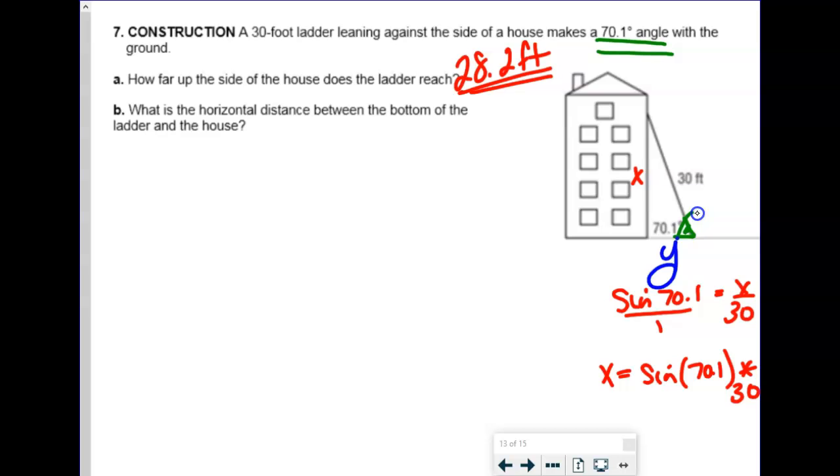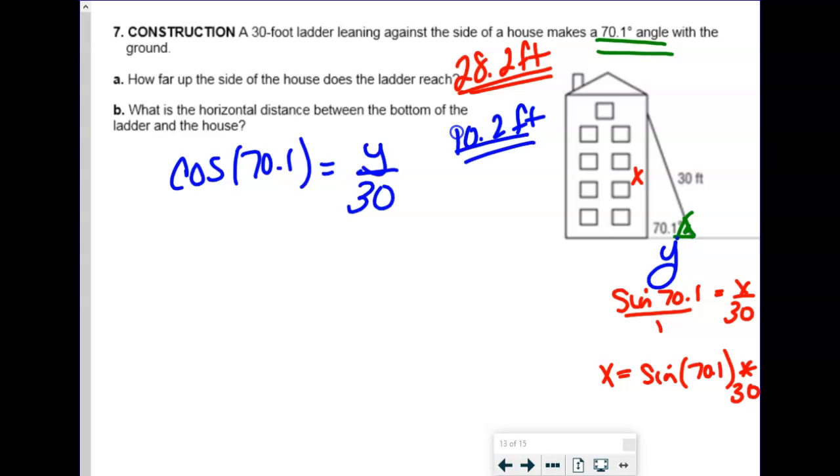So again, your choice how you find y. Technically, you could go old school and use Pythagorean theorem, but that brings up the issue that Piper brought up, where you're going to be using an answer that you just got that maybe you screwed up. So what would be a way to set something up that wouldn't include the 28.2 that I already solved for? We could do cosine, yeah. So the cosine of 70.1 equals y over 30. And this is another cross multiply. So it turns out that the horizontal distance is 10.2.